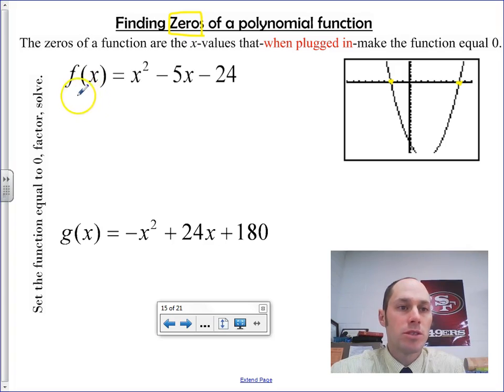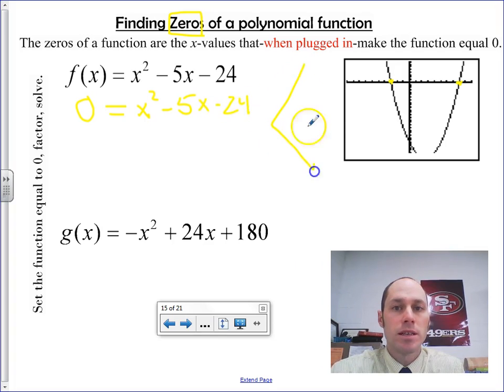So we just do the same thing. I want the function to equal 0. So f of x is my equation, and I want f of x to be 0. So x squared minus 5x minus 24. Same thing, I'll make my diamond and see if I can factor this. This is negative 24 with a sum of negative 5. And I think it would be negative 8 and positive 3.